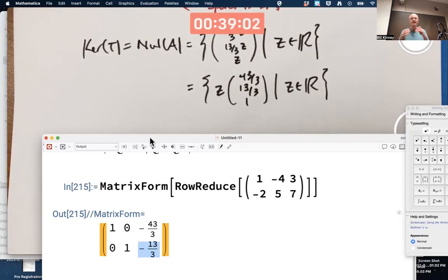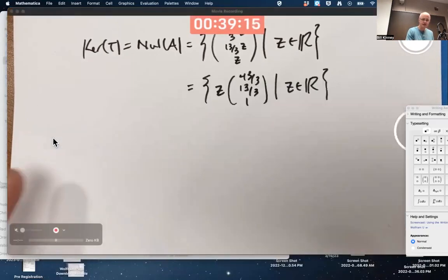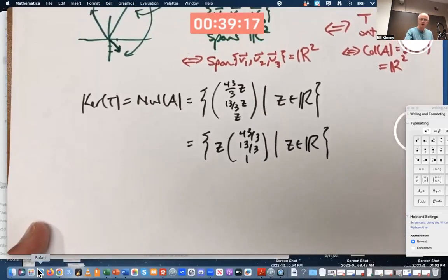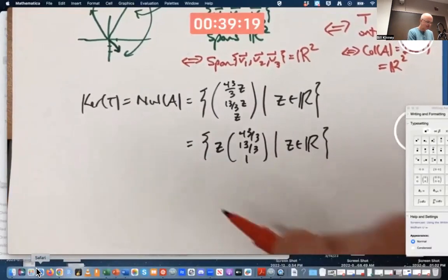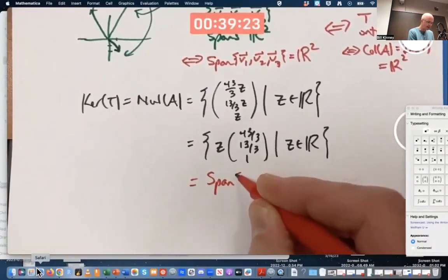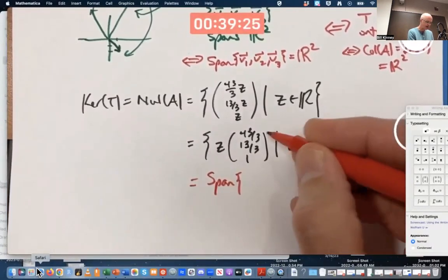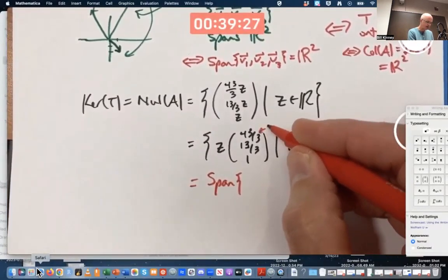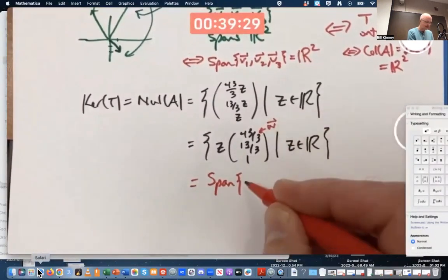Subspace in these geometric examples means typically lines through the origin or planes through the origin or some higher dimensional version of that. I also, with the spanning idea, could write this as the span of this one vector. What should I call this vector? I don't know. How about W? Span of W.